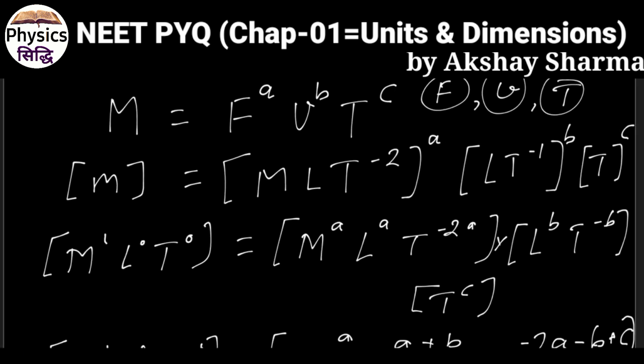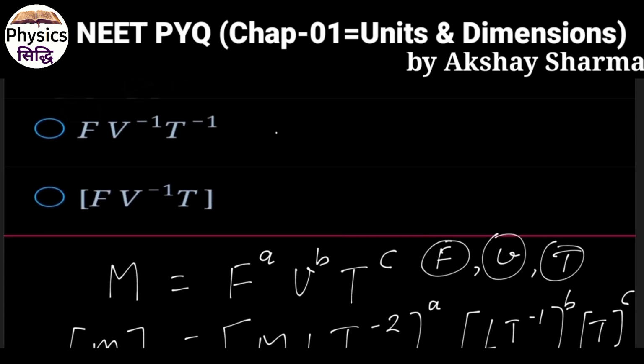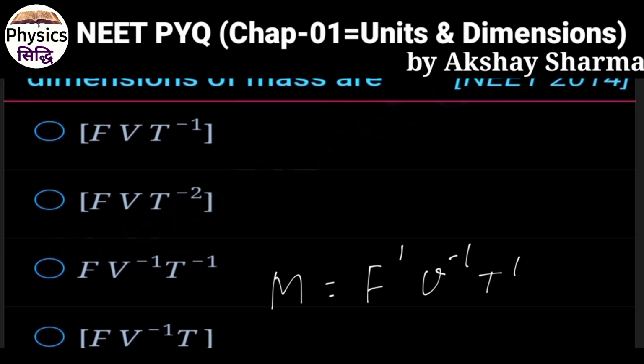So put it right here, means M is equal to F to the power A, that is 1, velocity to the power B, that is minus 1, and time to the power C, that is 1. It means F is having power 1, velocity is power minus 1 and time is power 1. So option D is correct.